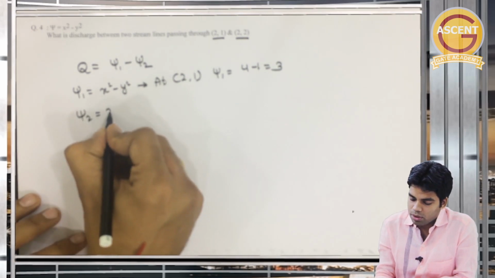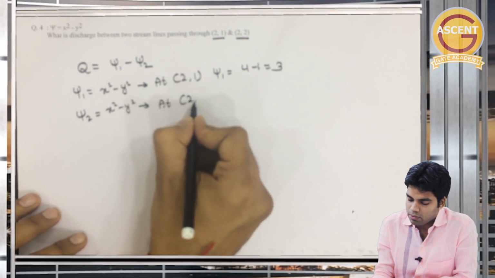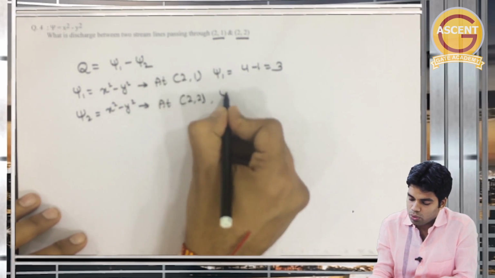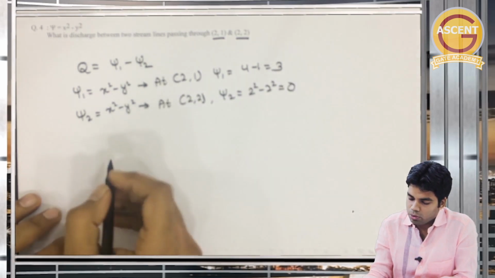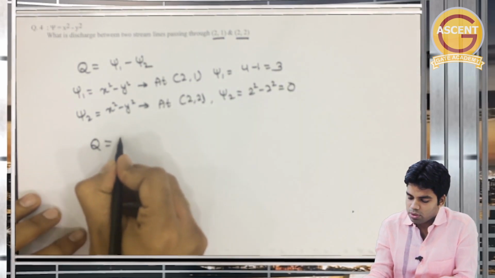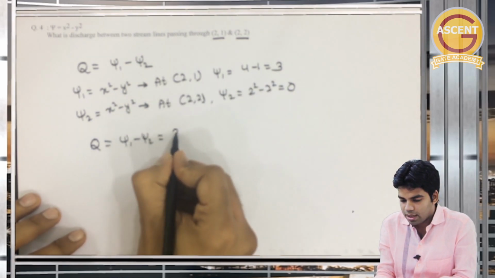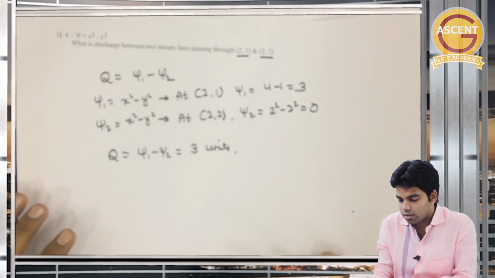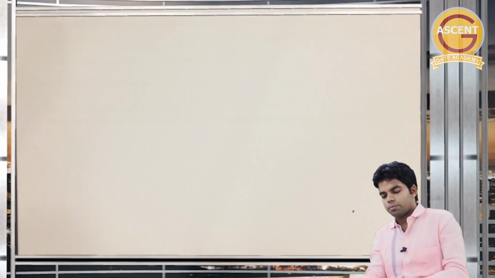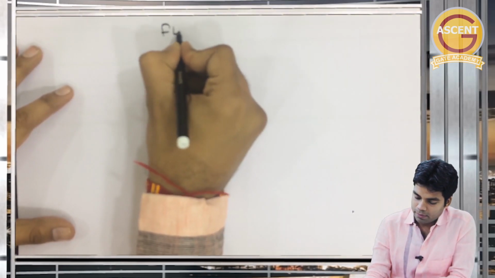Similarly, psi 2 is equal to x square minus y square at 2, 2. So psi 2 will be equal to 2 square minus 2 square, which is equal to 0. So this q is equal to psi 1 minus psi 2, which is equal to 3 minus 0, which is 3 units. That's it. Very simple questions. Clear or not? Okay, next topic is the flow net.